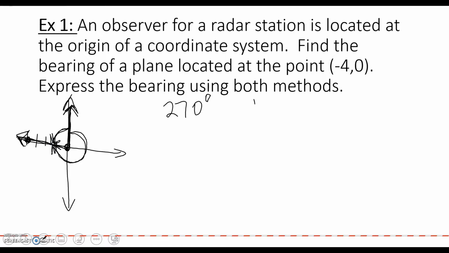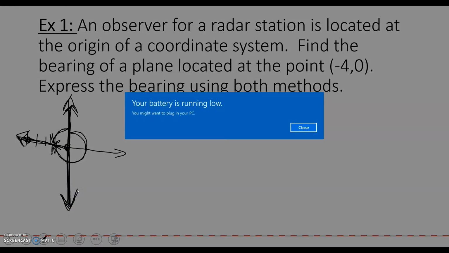So we can say north 90 degrees west. That's one way. Or we can also say, let's start with the south line. Well, the south line is here. This line here at the bottom that I'm darkening.